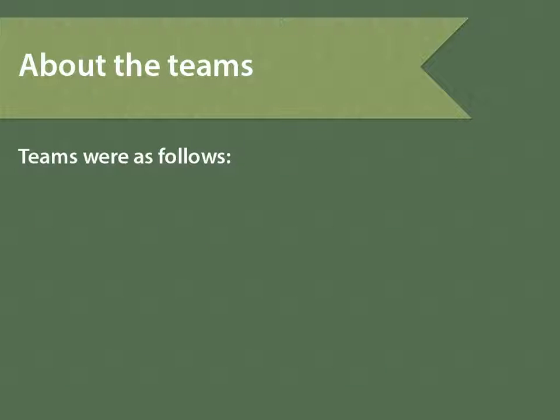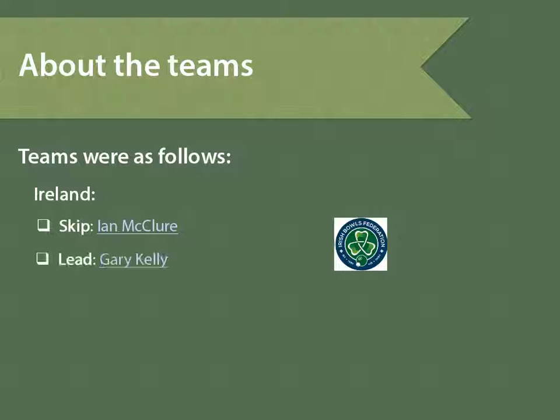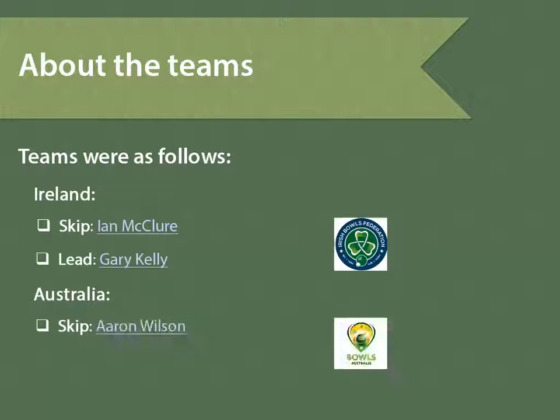About the teams. Ireland's team was skip Ian McClure and lead Gary Kelly. Australia's skip was Aaron Wilson and lead Brett Wilkie. All players are elite lawn bowlers who have represented their countries in World Bowls Championships as well as in the Commonwealth Games.